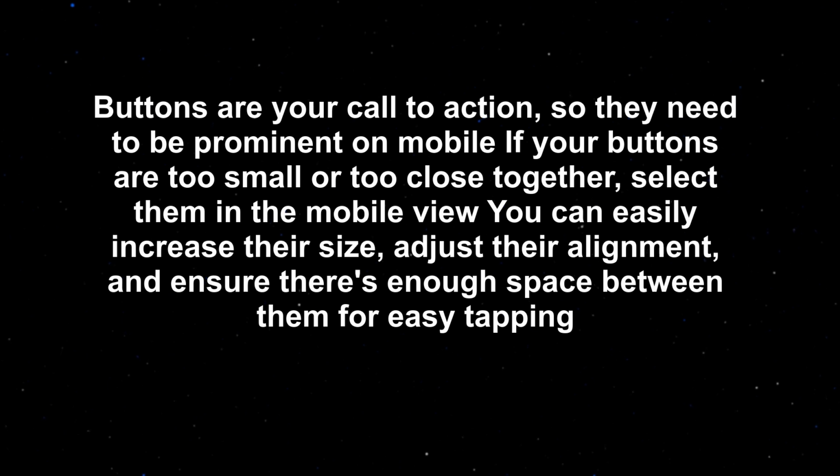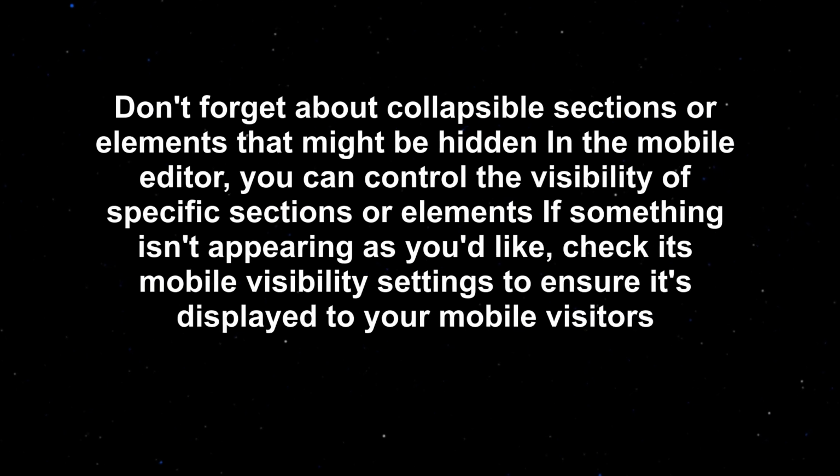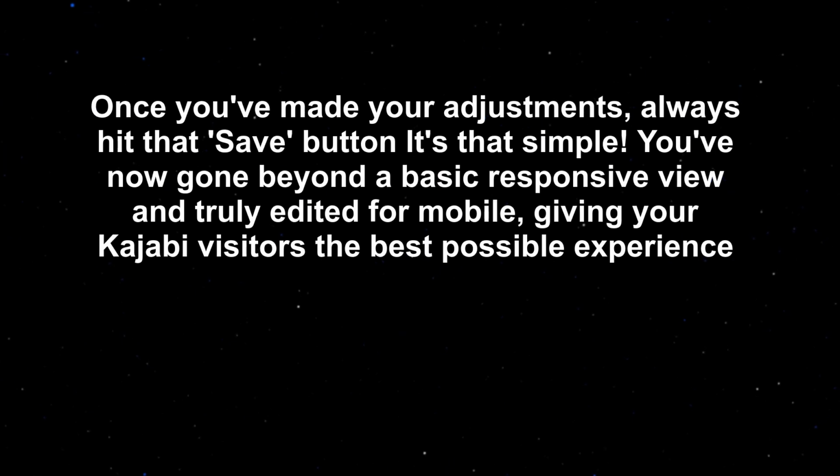for easy tapping. Don't forget about collapsible sections or elements that might be hidden in the mobile editor. You can control the visibility of specific sections or elements if something isn't appearing as you'd like. Check its mobile visibility settings to ensure it's displayed to your mobile visitors. Once you've made your adjustments, always hit that Save button.